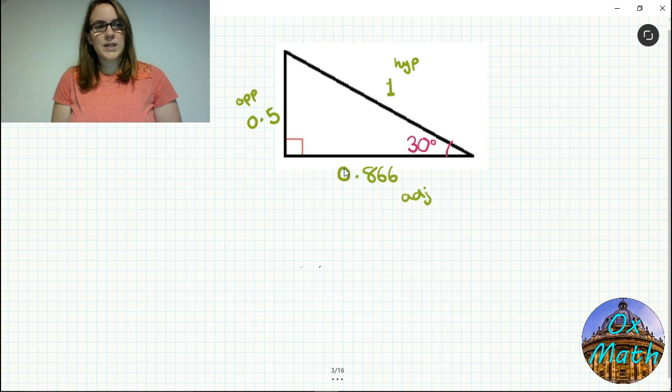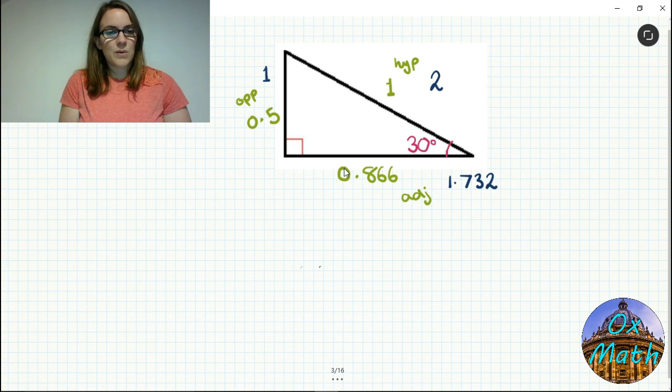But what is important is it doesn't actually matter how big we make it. If instead we had drawn it with a hypotenuse of 2, the opposite side would always be half of that, so in this case would have been 1. And the adjacent side would have been 0.866 of that, so would have been equal to 1.732. So this is very important for trigonometry because the ratio of the sides stays the same. If we have a right angle triangle with 30 degrees in it, we know that the opposite side is always going to be half of the hypotenuse.